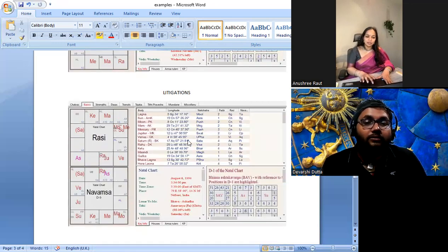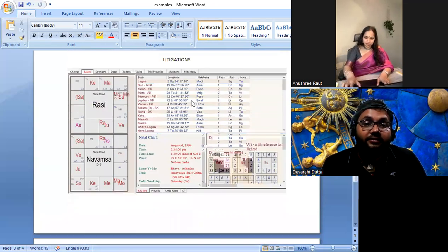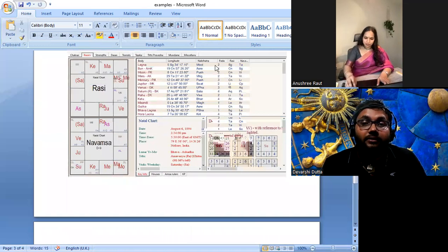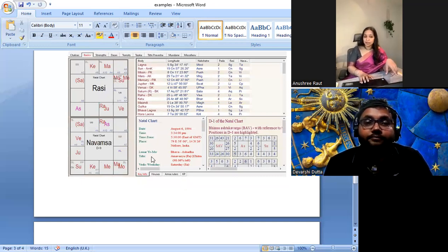So we can go to the next chart. Okay. So this is for litigations. Okay. So litigation. Sagittarius ascendant, 5 degree Mula. Yes. Lagna? Yes. Okay. So this is an example of Tithi Sandhi.